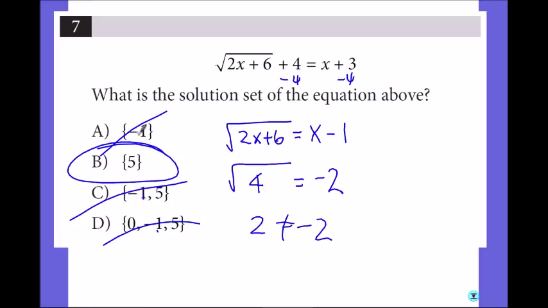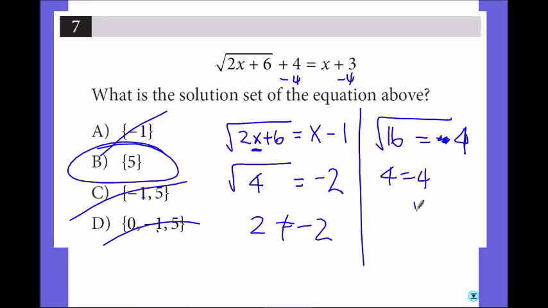What about 5? So here, when you plug in 5, it's square root of 16 equals 5 minus 1, which is 4. Not negative 4, positive 4. So it is 4 equals 4. Yes, it is true. So it is just number 5.